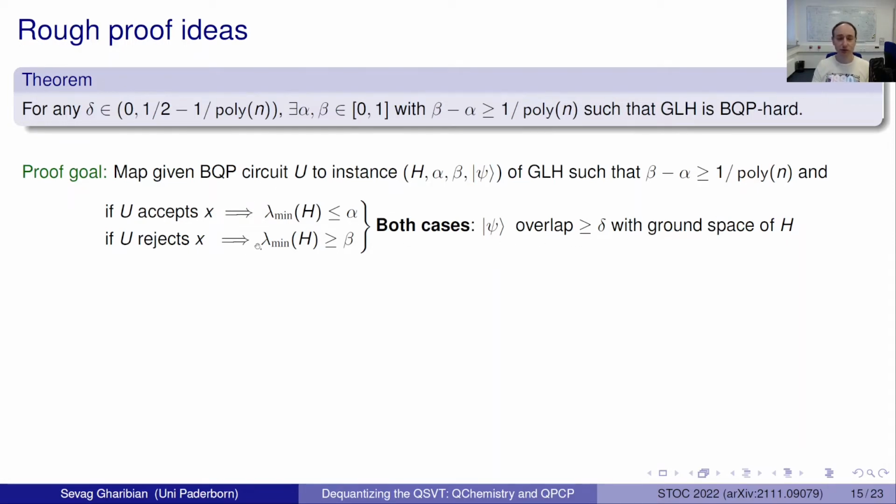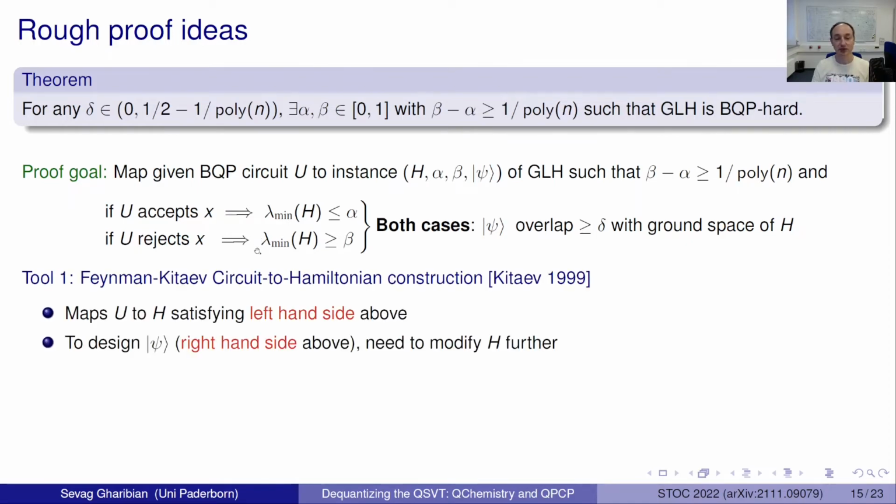The left side we more or less get trivially. It's not trivial to show, but the work has been done, okay? In the sense that you can just plug in essentially the Feynman-Kitaev circuit-to-Hamiltonian construction of Kitaev. This is basically the celebrated quantum Cook-Levin theorem. And that'll essentially give you just this, okay? Now, of course, in our setting, what's different is that we also need to design this funny guiding state, right? And for that, we'll need to modify H further.